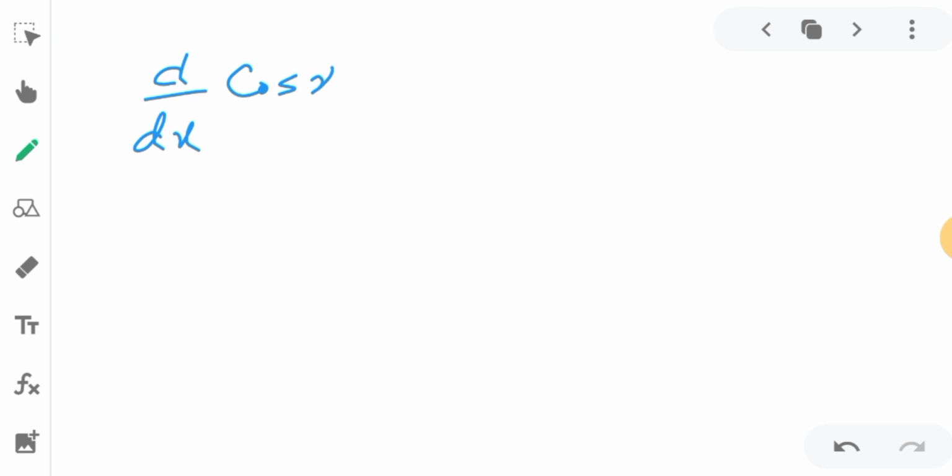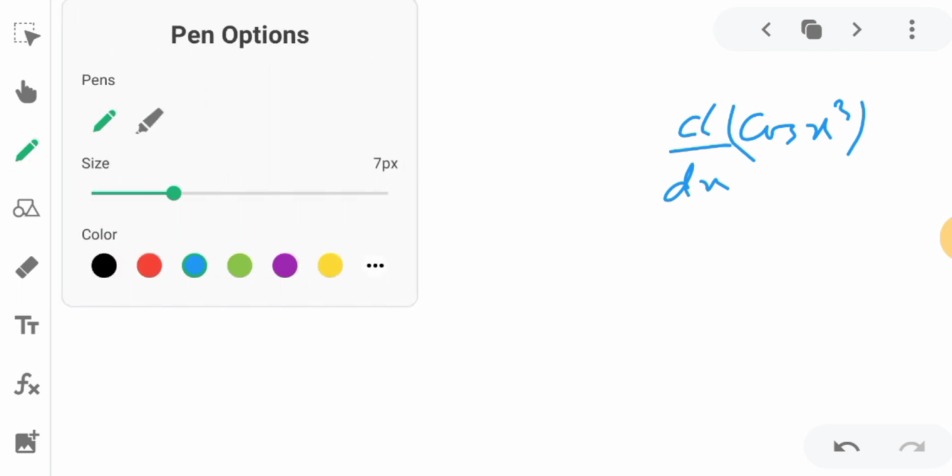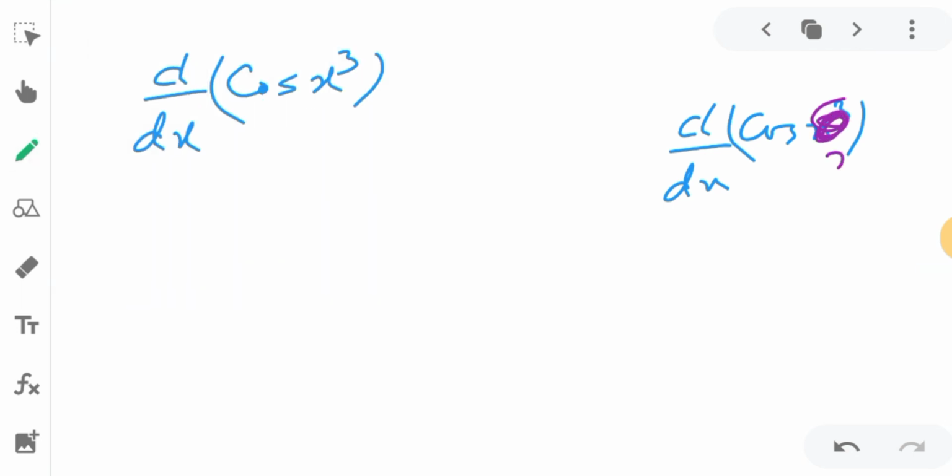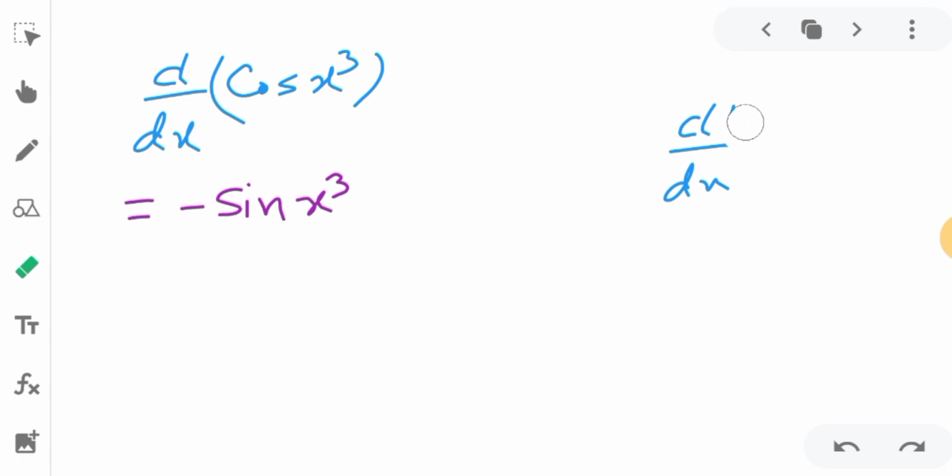Okay, derivative of cos x cube. So we'll use the chain rule again in this question. Okay, cos x cube. So here first treat this x cube as x. So if you will treat this x cube as x, then cos x derivative will be minus sin x, but it is not x, it is x cube, correct? So instead of x you will write x cube, correct? So this cos derivative is done.